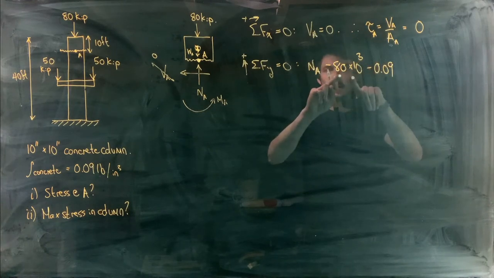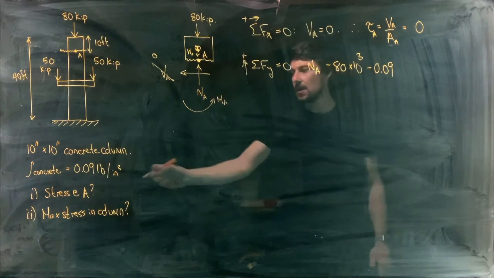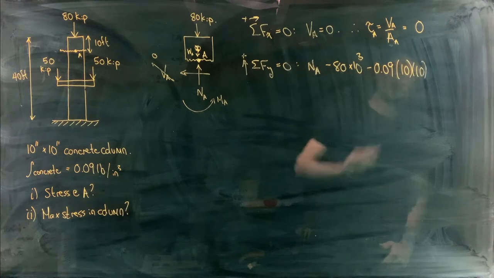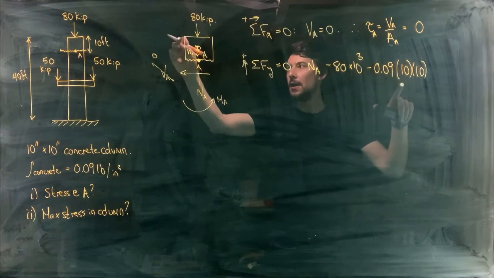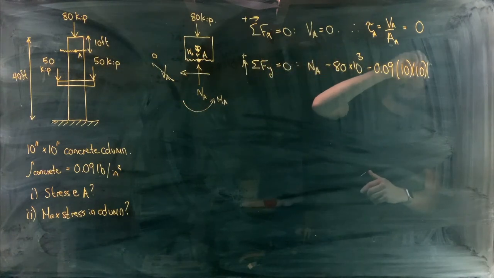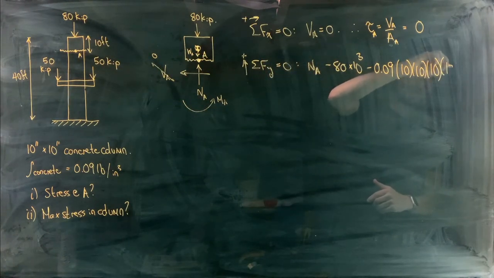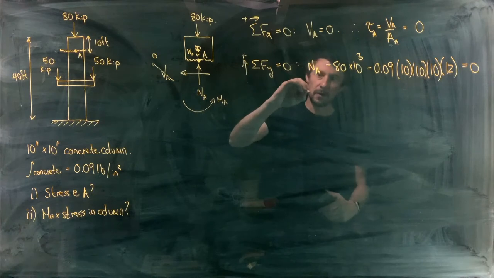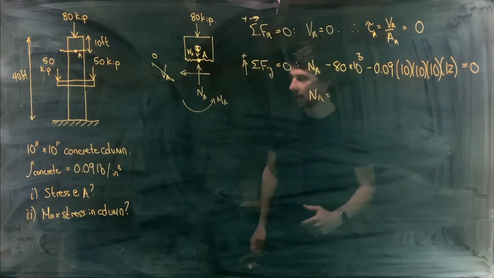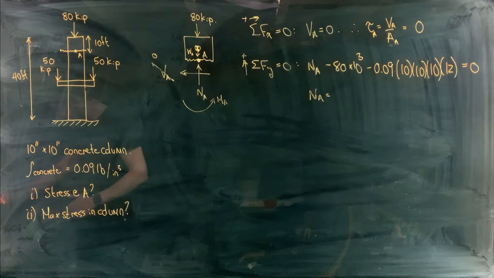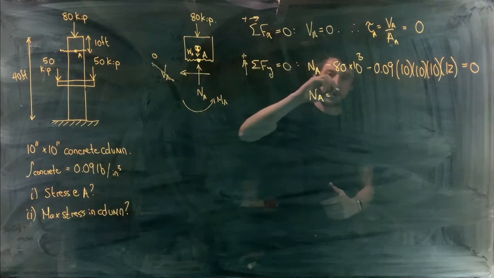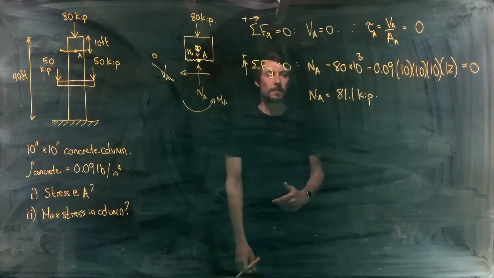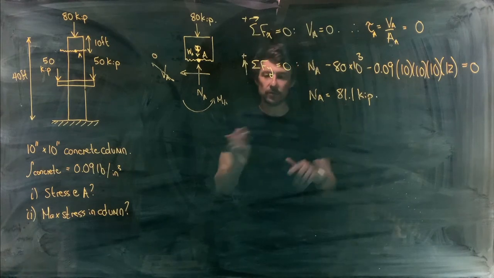0.09, that's in pounds, and A is going to come out in pounds, multiplied by cross-sectional area, that's 10 inches by 10 inches, multiplied by length 10 feet, and convert that to inches by multiplying by 12, and that all has to sum up to zero there. So that gives us a value for Na. And when I did that, I got 81.1 kip.